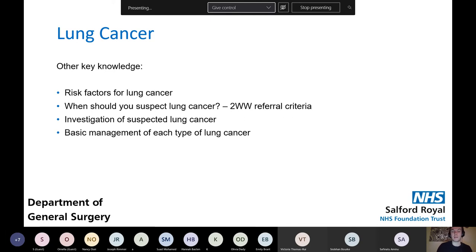It has to be really early stage for small cell. The mainstay of treatment for small cell lung cancer is chemo and radiotherapy. For adenocarcinoma and squamous cell, you can use surgery in slightly more advanced stages, but for anything that's metastasized, chemo is going to be your mainstay. So have an idea of how different cancers are managed.